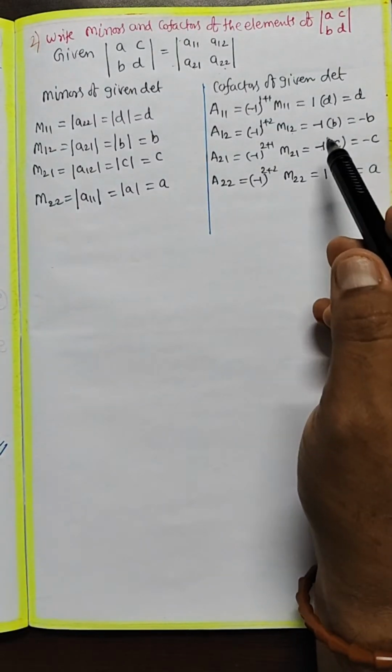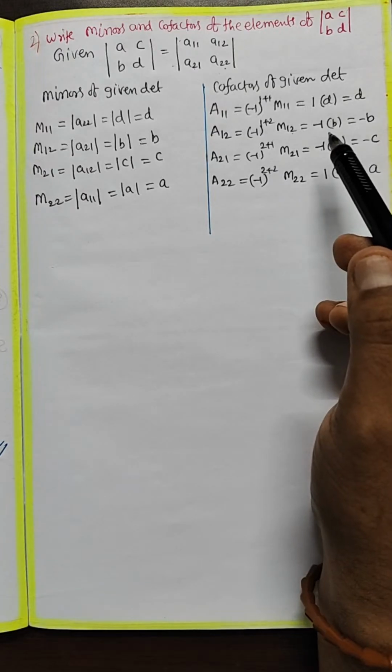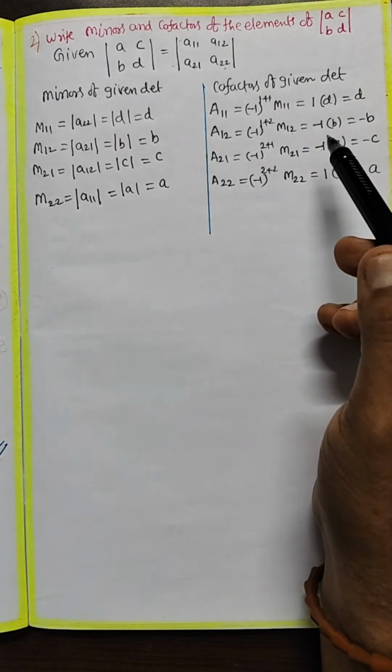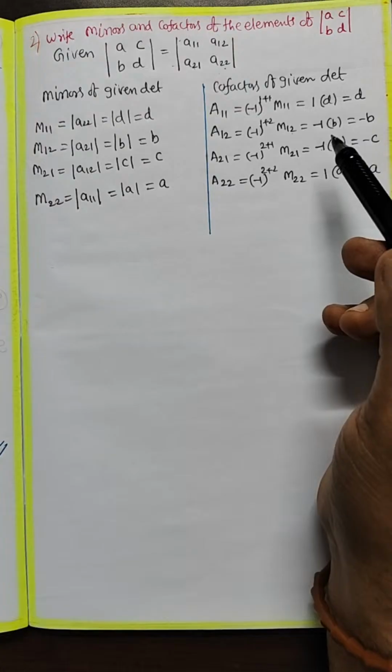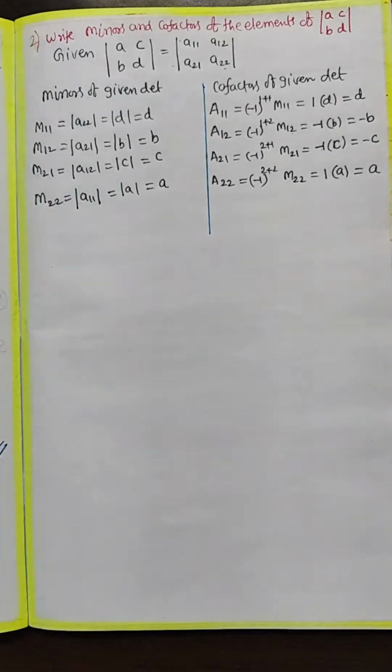Now, using cofactors of elements of the second row, evaluate the determinant. See, the question is crystal clear.